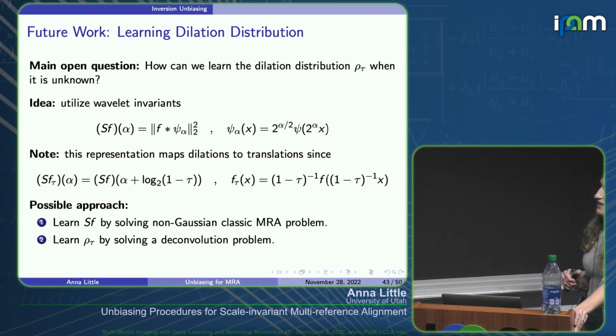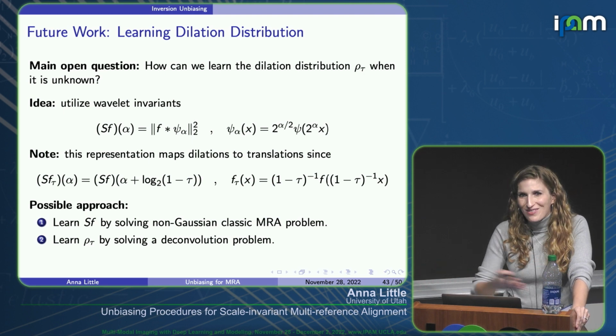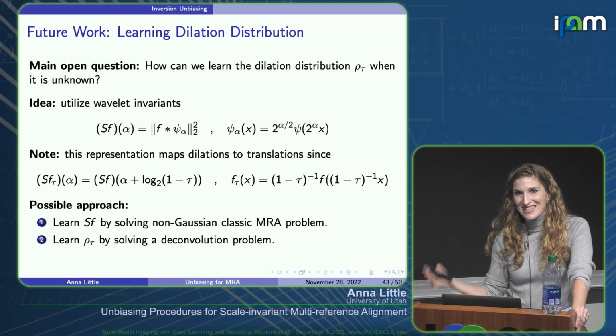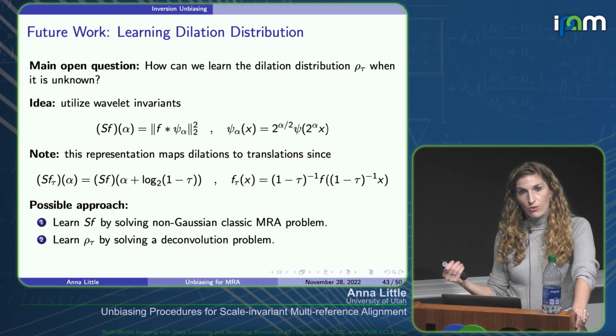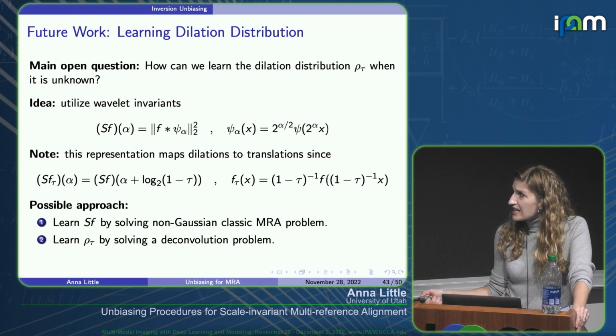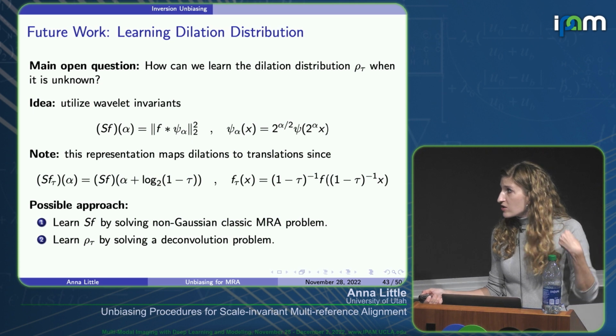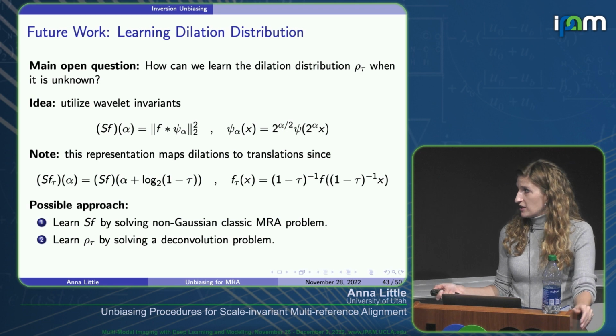Then the really interesting question becomes, what about learning the dilation distribution? This would be critical if you wanted to use any of these methods on real data and real applications where you don't know what that distribution is. So if we don't know it, but we need to know it in order to unbias the representations, what do we do? One approach we're thinking about is going back to the wavelet invariants, not for learning the hidden signal, but for learning the dilation distribution.